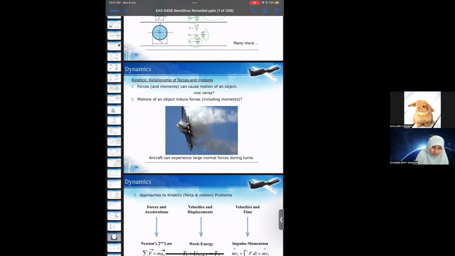Relationship of force and motion. Forces and moments can cause motion of an object. If we apply a force or a moment to an object, it will cause the object to move, if the force is enough. For example, like I said just now, an aircraft also follows Newton's third law. Once there is an action, the drag force, there is a reaction in the opposite direction, which is the thrust.